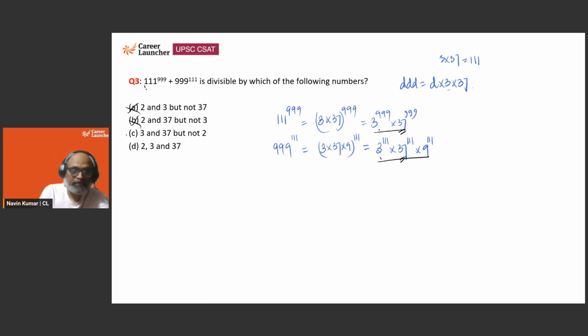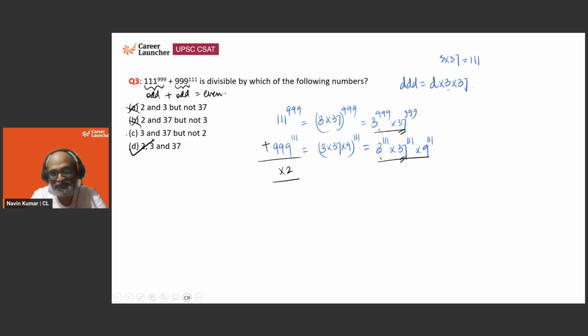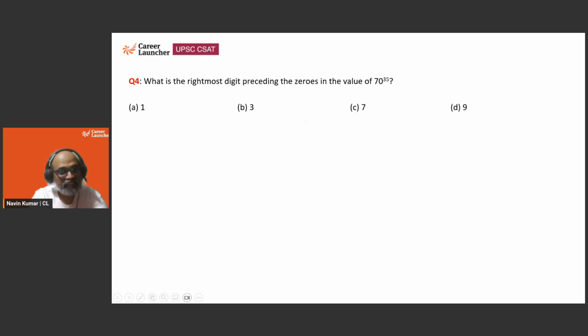It's pretty simple: 111 is an odd number, and to the power anything it will remain odd. And 999 is also an odd number, and odd to the power anything remains odd. The sum of two odd numbers is going to be even. Since the sum is even, it is a multiple of 2, and if it is a multiple of 2, it should be divisible by 2. Right? Okay.